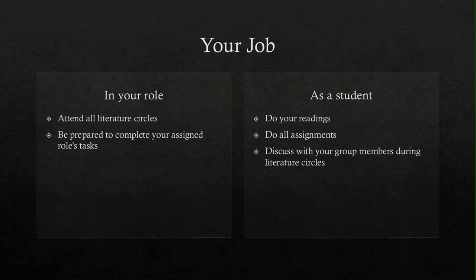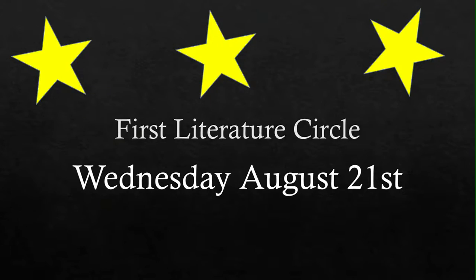So having words to discuss, having connections, as the director having questions to ask, and as a summarizer having your summary done. And then you also have your job as a student, which includes doing your reading, doing all assignments, so your job work beforehand, and discussing with your group members during literature circles. So participating in that literature circle is part of your job as a student, and your role has parts that are only able to be done in group.